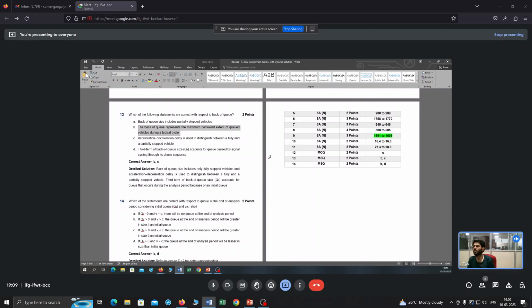You can say it is obviously a correct statement. Back of the queue represents the maximum backward extent of the queue, obviously. Then, acceleration deceleration delay is used to distinguish between a fully and partially stopped vehicle.